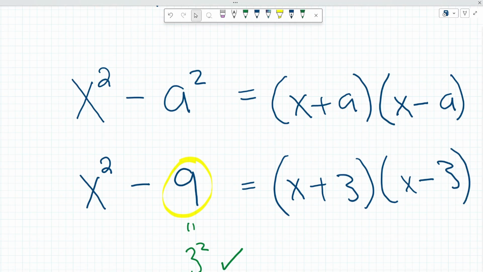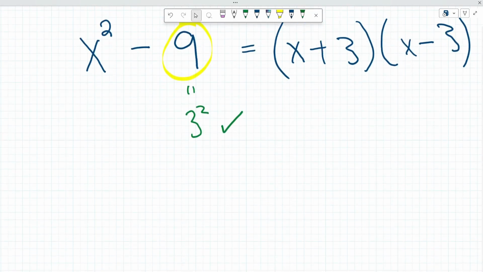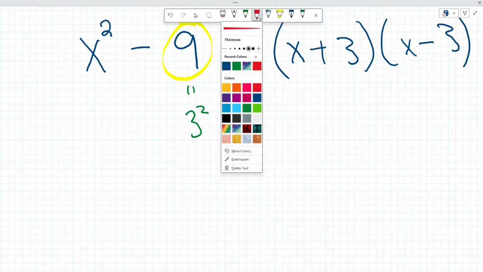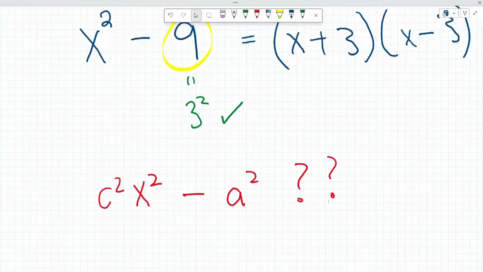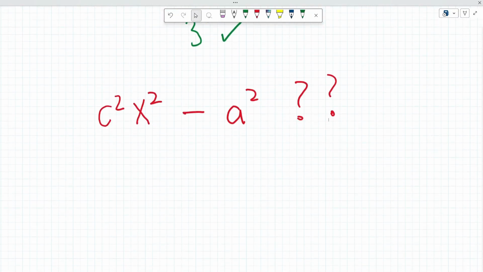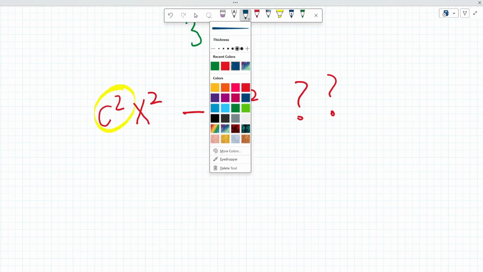Let's look at one more case. What if we had a coefficient in front of x? Then what do we do? What if we have c squared x squared minus a squared? What happens then? In order for this to work, it's a similar rule. We have to have a perfect square for our coefficient here. Then let's look at what we'll get.